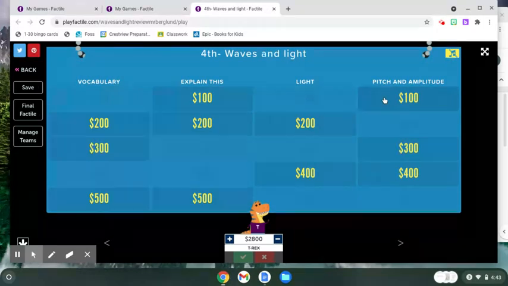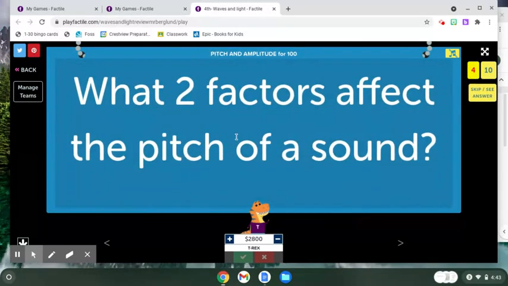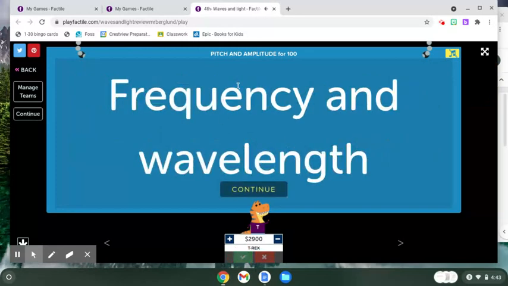Pitch and amplitude for 100. What two factors affect the pitch of a sound? It is the frequency and the wavelength.